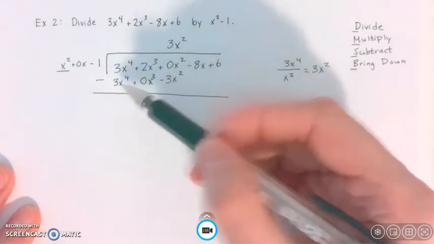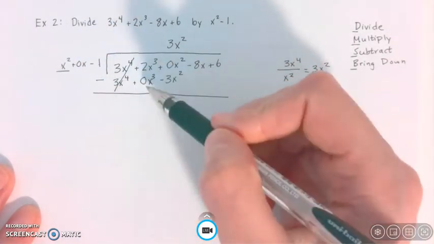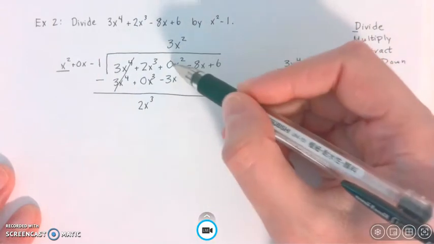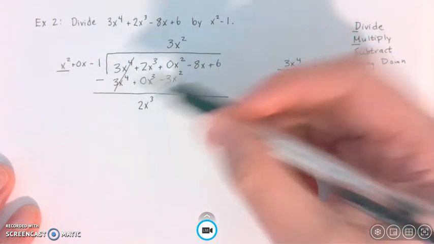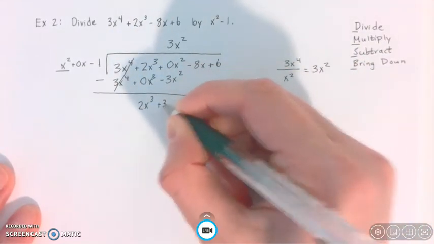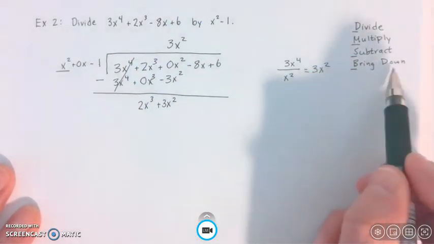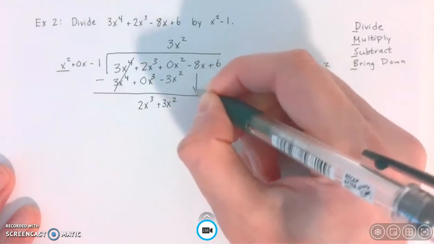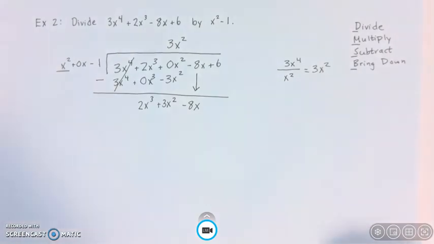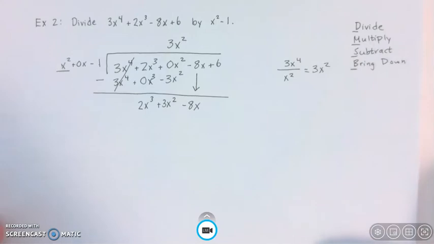So 3x to the fourth minus 3x to the fourth cancels. 2x cubed minus 0x cubed is positive 2x cubed. 0x squared minus a negative, so a minus a negative makes plus, so 0 plus 3 is 3x squared. All right, and then I'm going to bring down the next term. And from here, I'm going to start all over again with this pattern. Once you go through it, you just keep going until you can't bring down anymore.